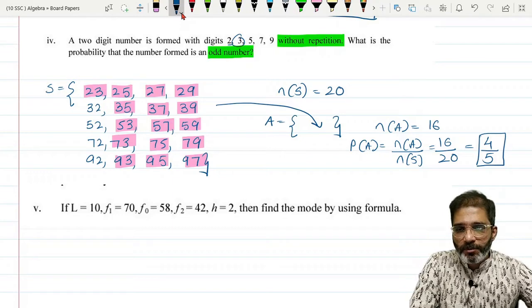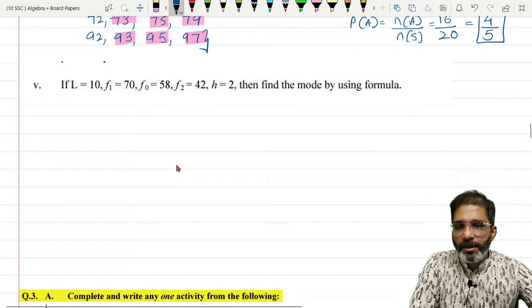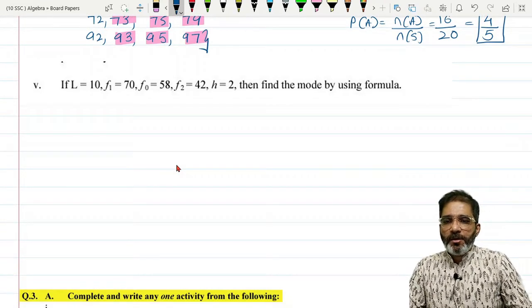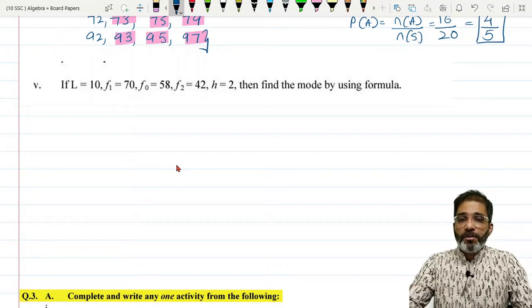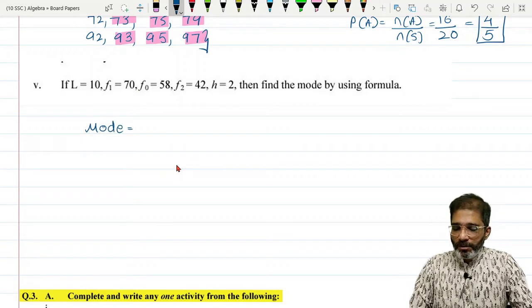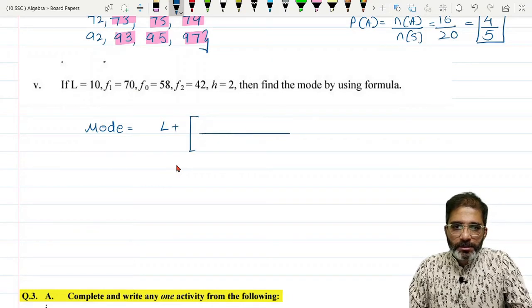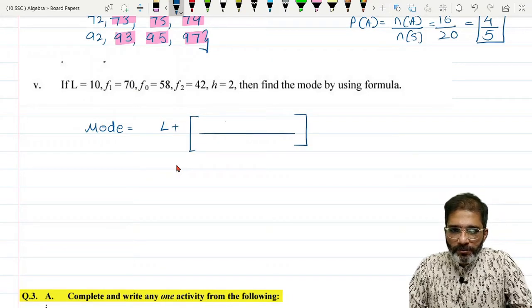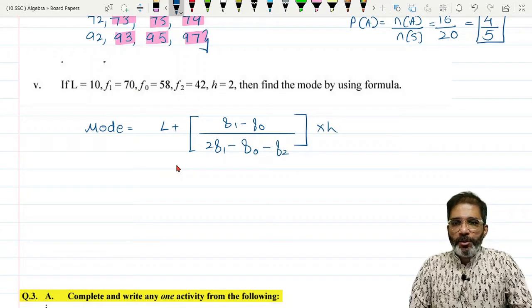Let's see the next one. Okay, they have given the value of L as 10, f1, f0, f2, h, and the question is to find the value of mode. Since all the values are given, we will directly write down the formula for mode, that is L plus f1 minus f0 upon twice of f1 minus f0 minus f2 into h.